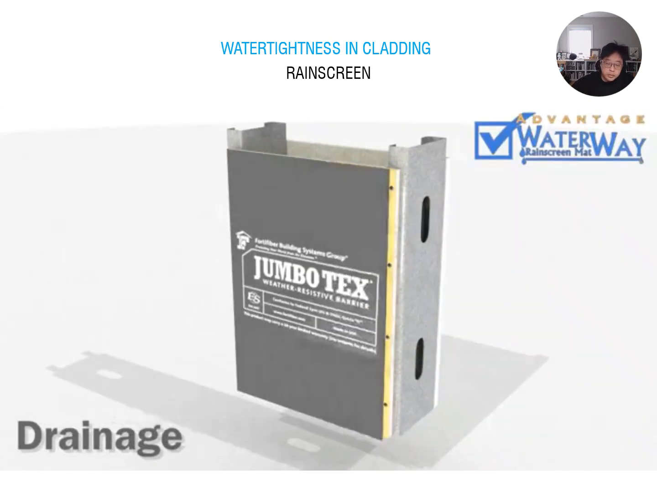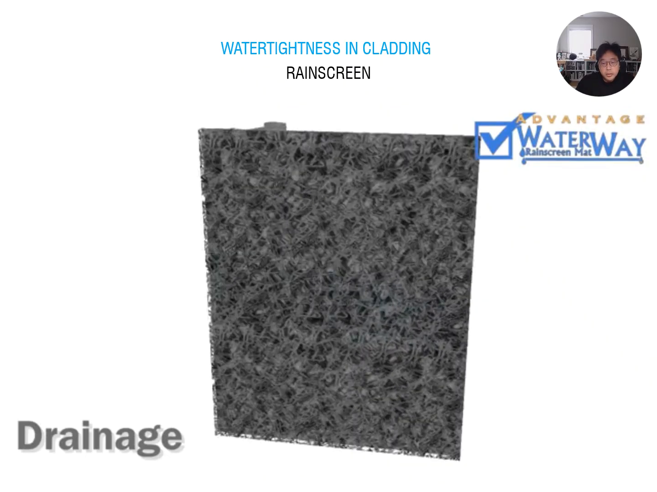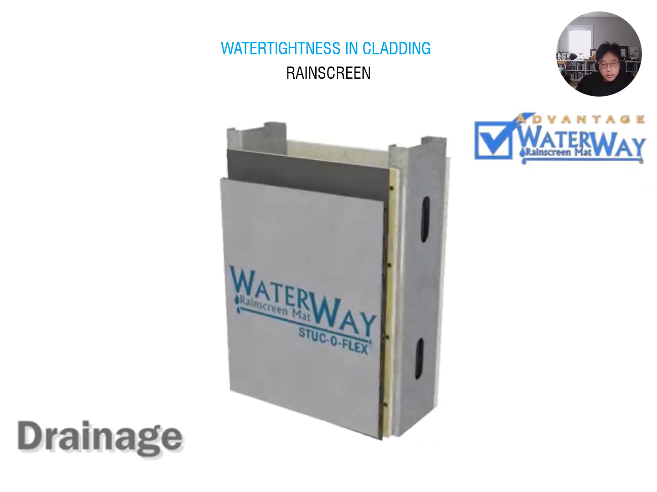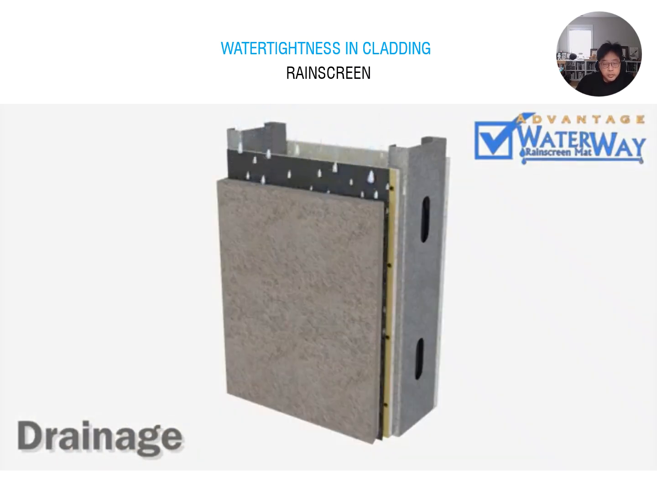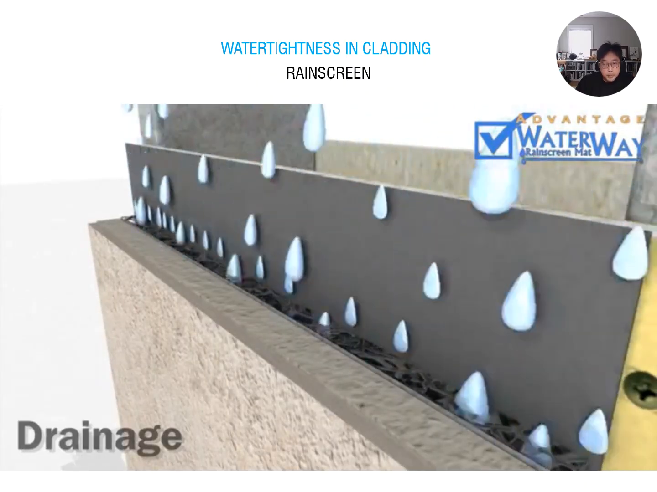Waterway rain screen is installed between your building and its exterior cladding. It features an advanced filter fabric and polypropylene drainage core. Waterway creates a capillary break and space for water drainage, allowing it to mitigate moisture penetration.